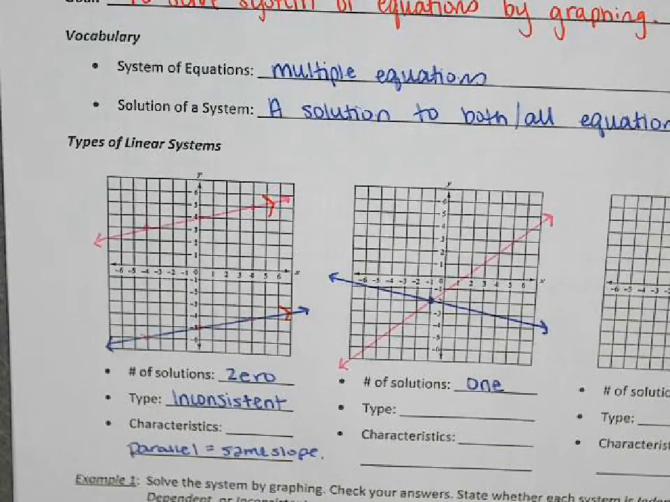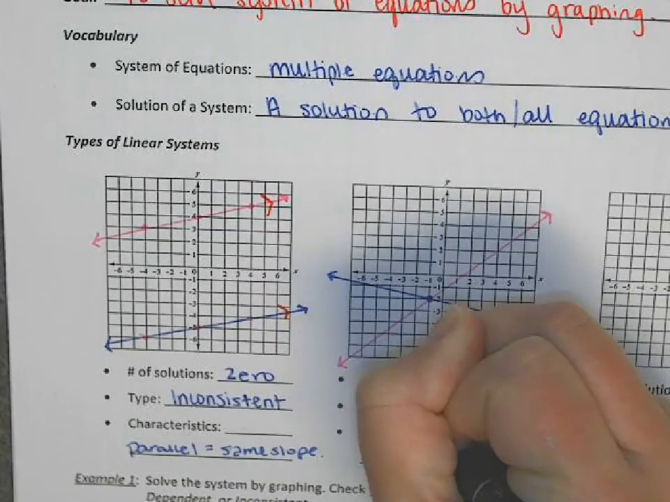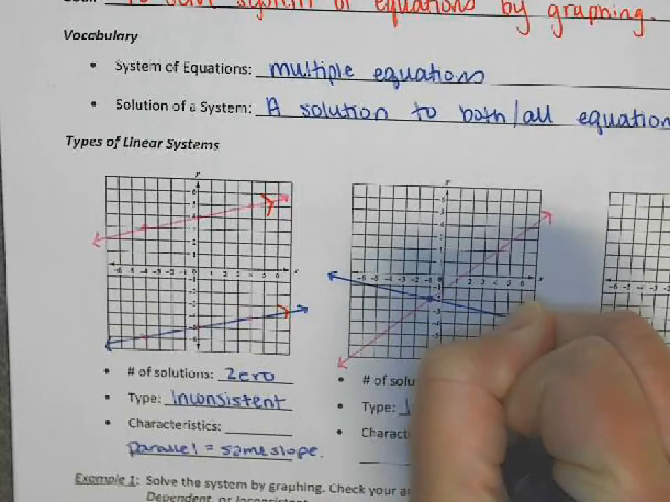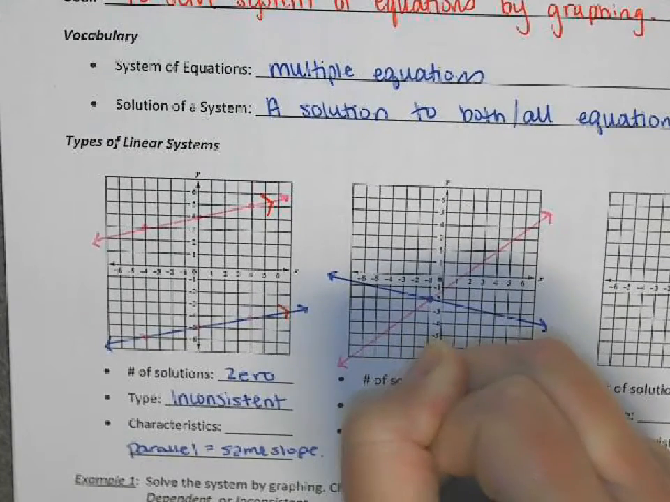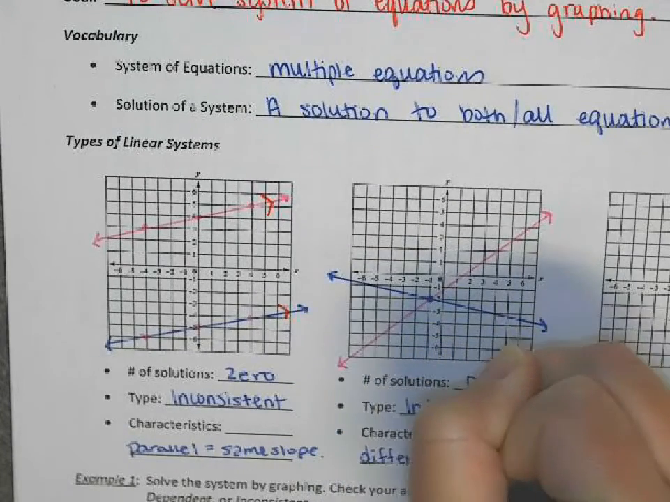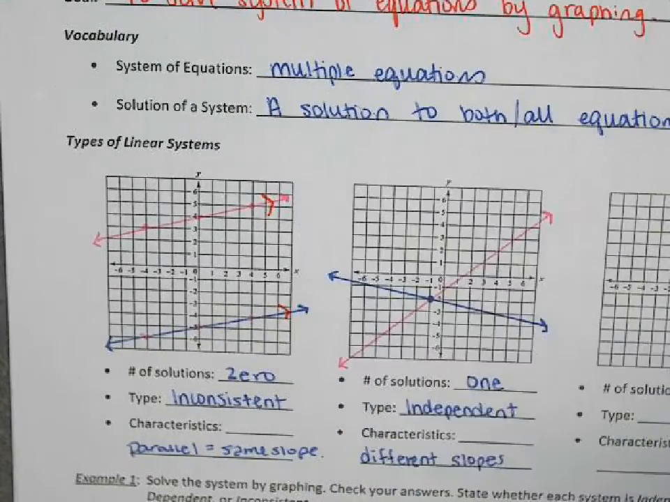Okay. We call this an independent system. Okay. Independent. Independent means one, so one answer. It's one answer there. The characteristics, they have different slopes. They don't have the same slope anymore.